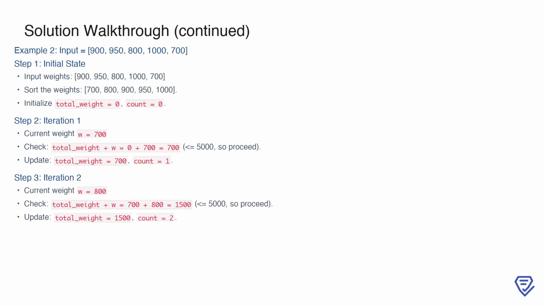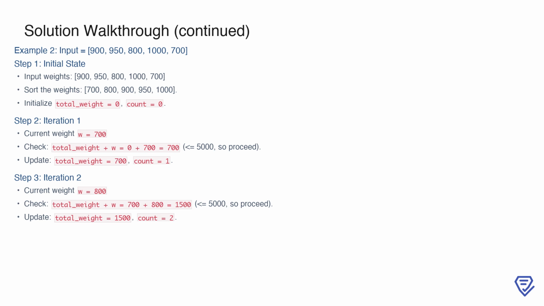Now, let's consider a second example where the input weights are 900, 950, 800, 1000, 700. Again, we start by sorting these weights in ascending order, which gives 700, 800, 900, 950, 1000. We initialize total_weight to 0 and count to 0. In the first iteration, we pick the weight 700. Adding it to our current total of 0 gives 700, which is within the weight limit. So, we update total_weight to 700 and increment count to 1.